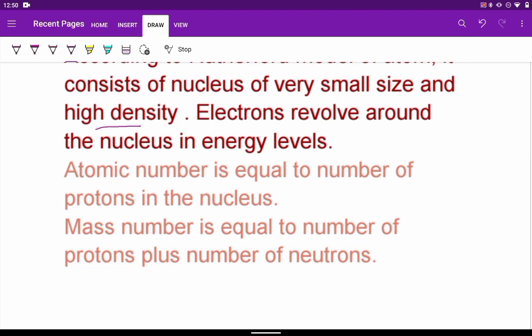Next, very basic thing, atomic number is equal to the number of protons in the nucleus. How many protons are in the nucleus gives the atomic number of that element. And mass number is equal to the number of protons plus the number of neutrons of that element.